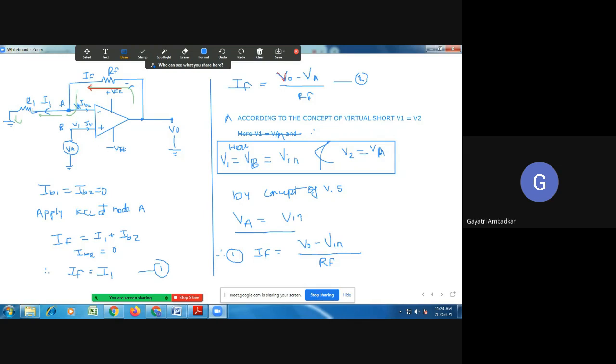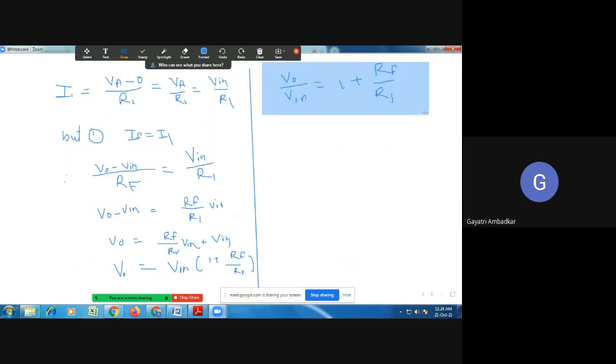Similarly, you can find IF as the voltage at this point minus this ground divided by R1. Equate these two and arrange it in the form of gain. So this is the gain of non-inverting configuration of op-amp. Everyone has to remember this. You have to remember it permanently.